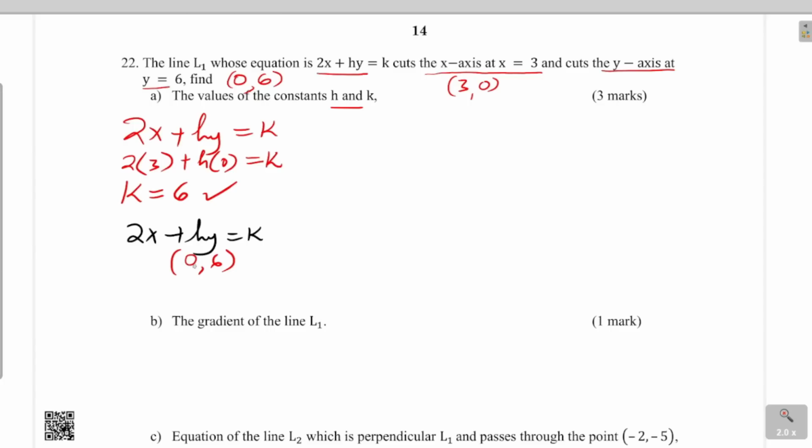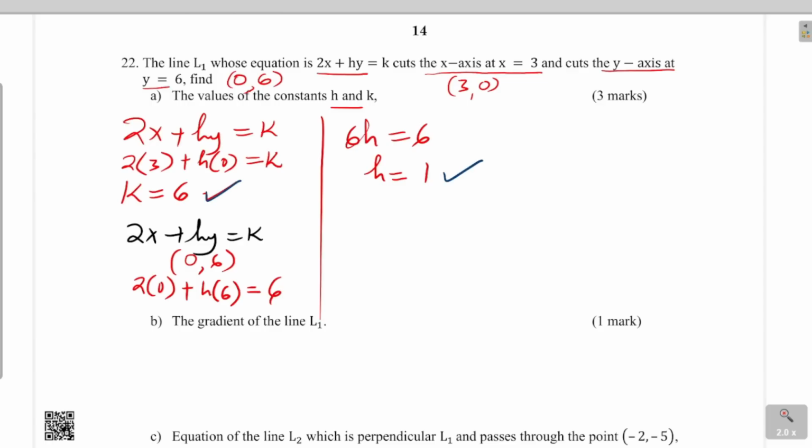So substitute where we have x, that is 0. So this one will be 2(0) plus where we have y, you can substitute that one with 6. So this one will be h times 6 is equals to k. We have already obtained k in the first part, which is 6. So this equation will give 6h is equals to 6 and h is equals to 1. So we have found the values of h and k. K is 6, h is 1.